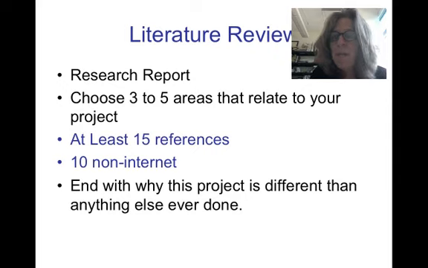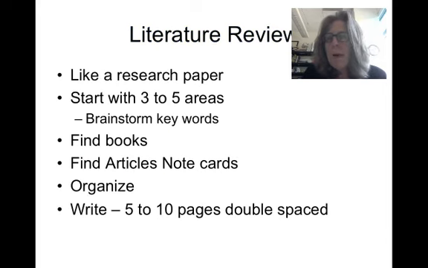You're going to choose 3 to 5 areas that relate to your project. Maybe supply chain, cost estimating, ergonomics, biomedical industry. There could be various things you're going to put in there. And you should have at least 15 references. I don't know about the non-internet. That was sort of an old thing. What we mean is that they need to be peer-reviewed. And you need to end this, this will end with why this project is important in the context of the literature review.